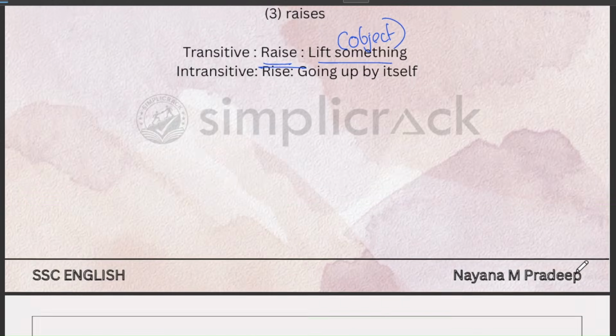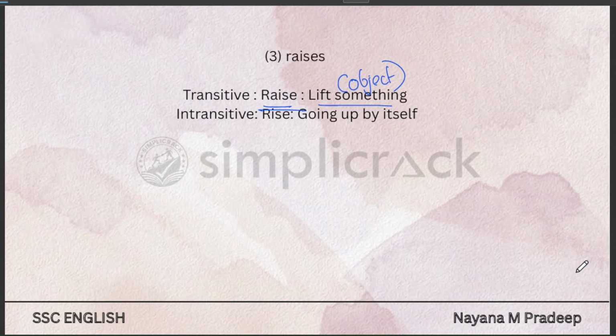Similarly, rise. Rise is a natural process. Rise means to go up by itself, to go up naturally. You're not lifting something up. It goes up on its own. So it is an intransitive verb. It does not require an object.